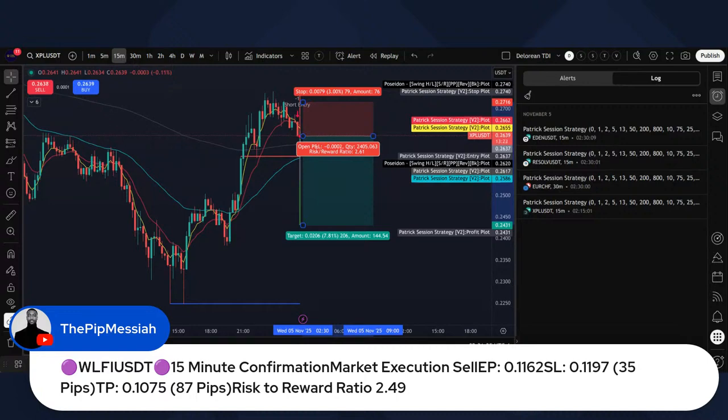2.61 is the risk here. Entry at 26.37. Stop at 27.16. And take profit at 24.31.